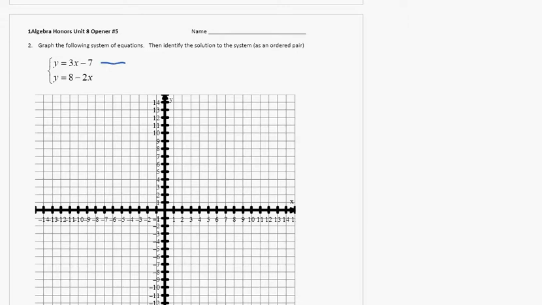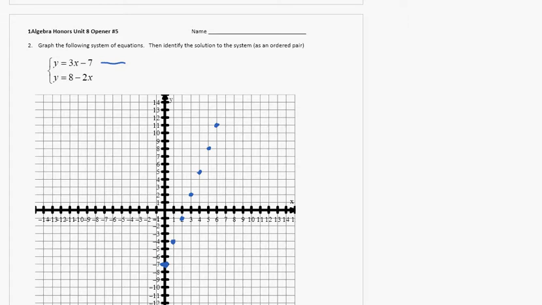So, 3x minus 7, so I'm going to start at negative 7. And then the slope is 3, so that means up 3 over 1, up 3 over 1, up 3 over 1. I don't know how far I need to go to find the intersection here, so I'm just going to keep going for a minute and make sure I cover it.